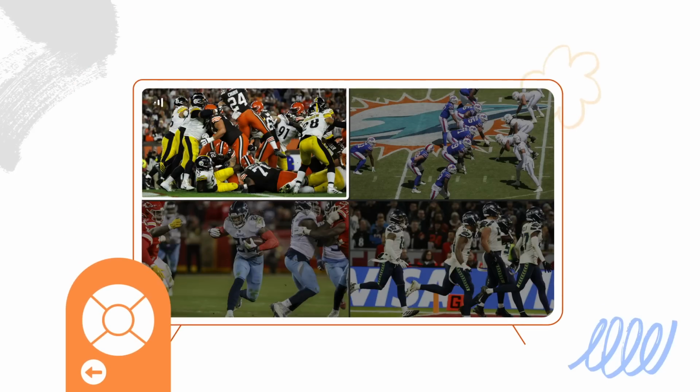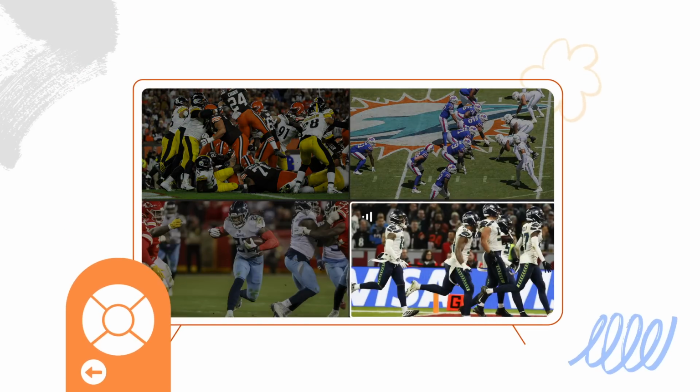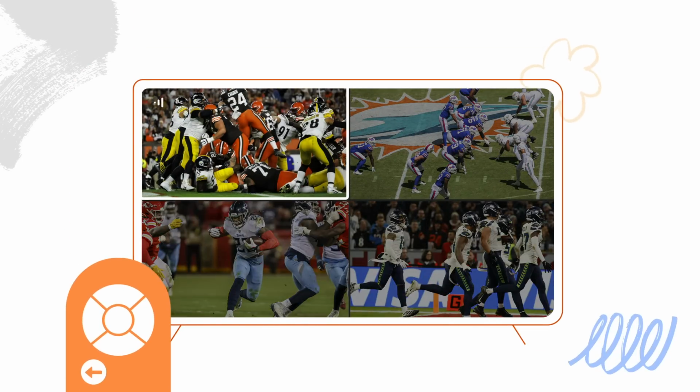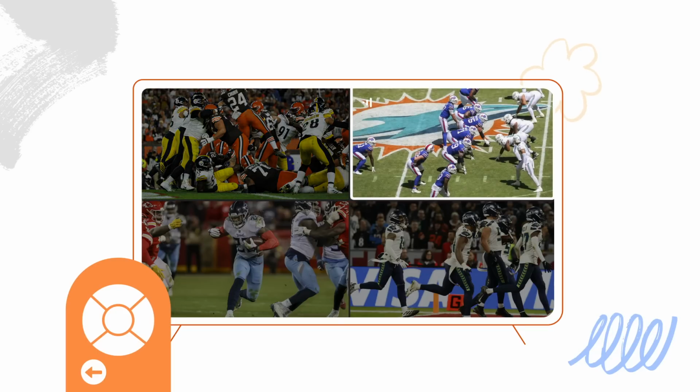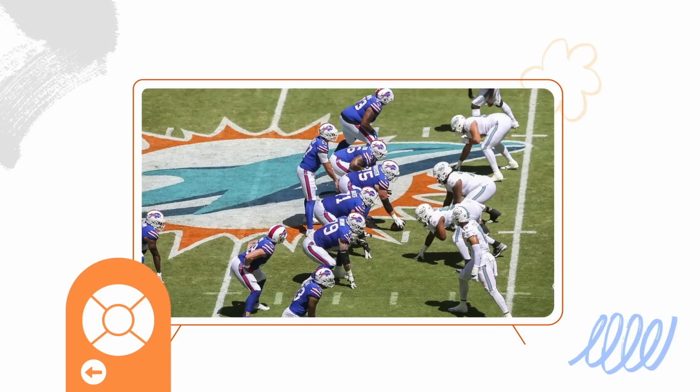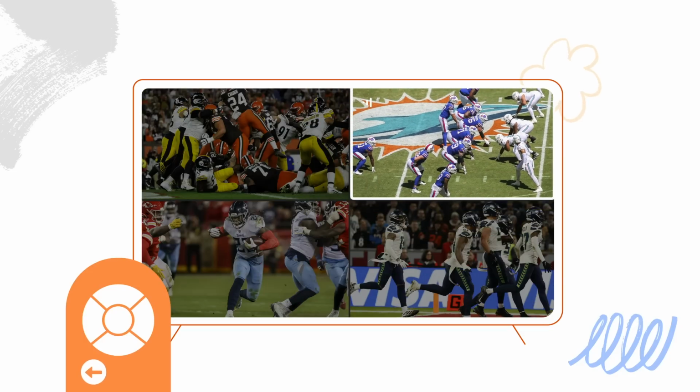While in multiview, use the direction pad on your remote to highlight the game you want to hear. If you want to watch a single game in full screen, use the direction pad on your remote to highlight the game. Then press the select button on your remote to go full screen. Press the back button on your remote to return to multiview.